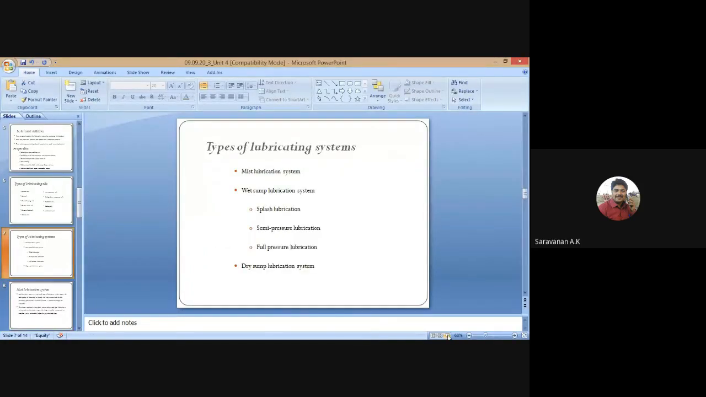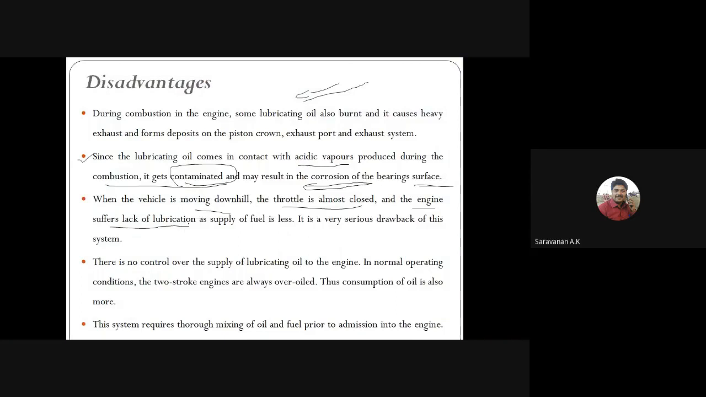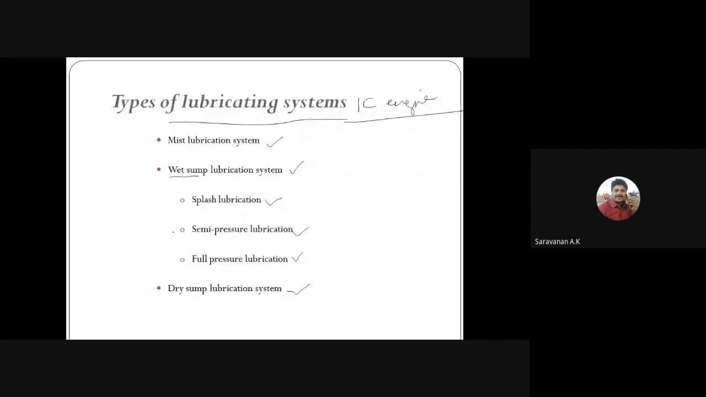We prefer other lubrication systems, that is, wet sump lubrication or dry sump lubrication, which are preferable for IC engines. In most engines we have stopped using mist lubrication systems, but in some two-stroke engines we may still have this type of lubrication system.